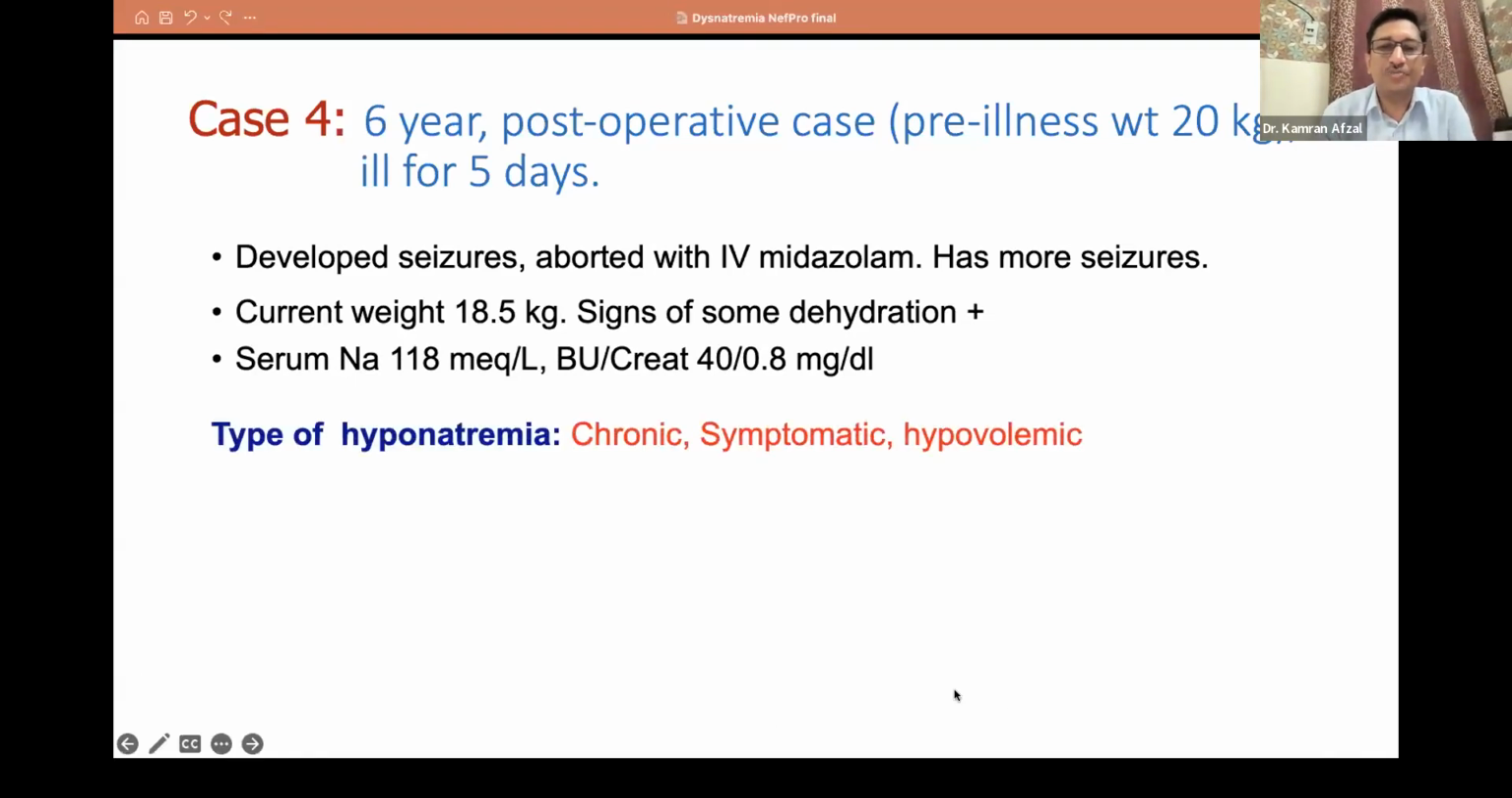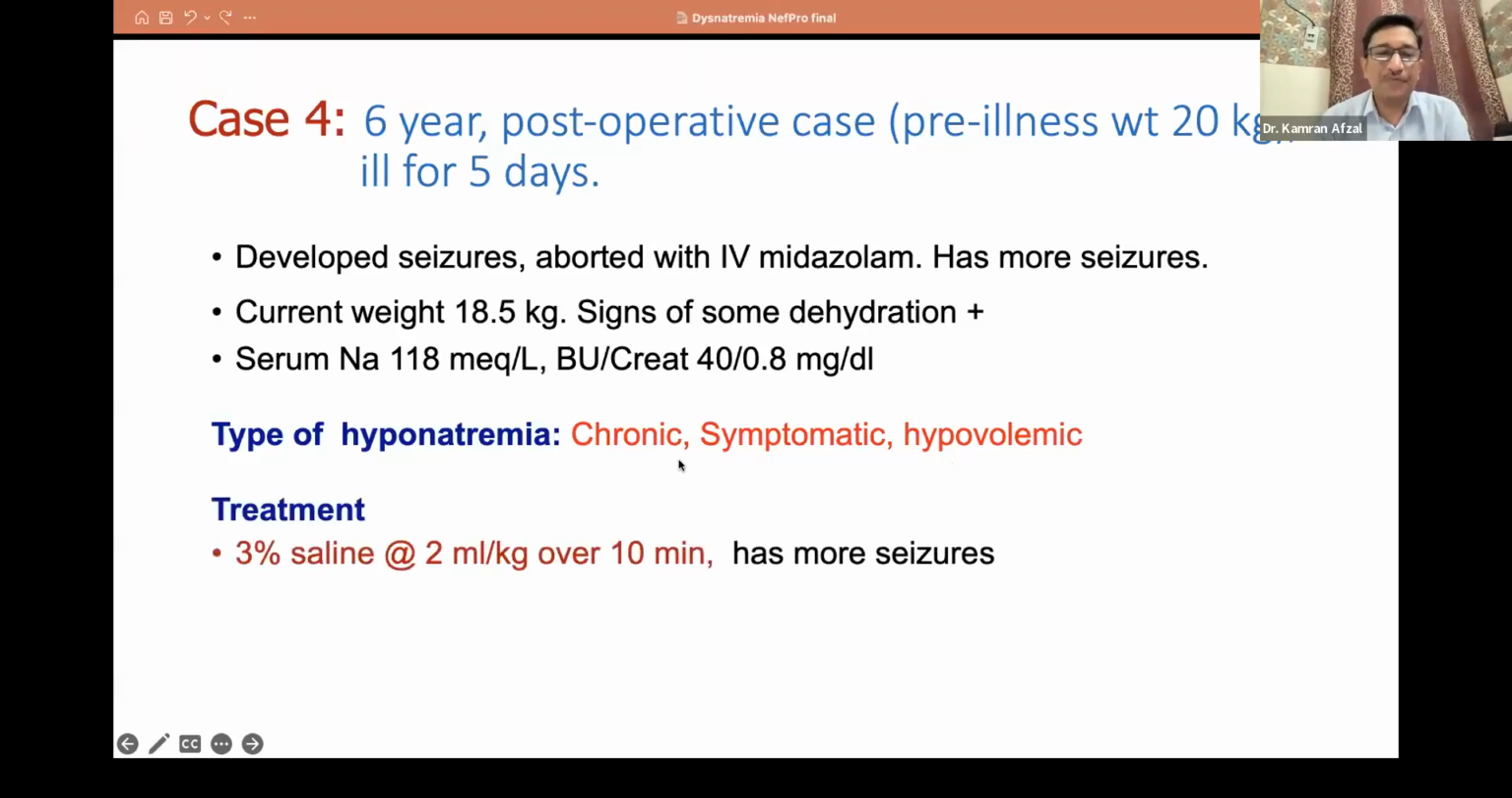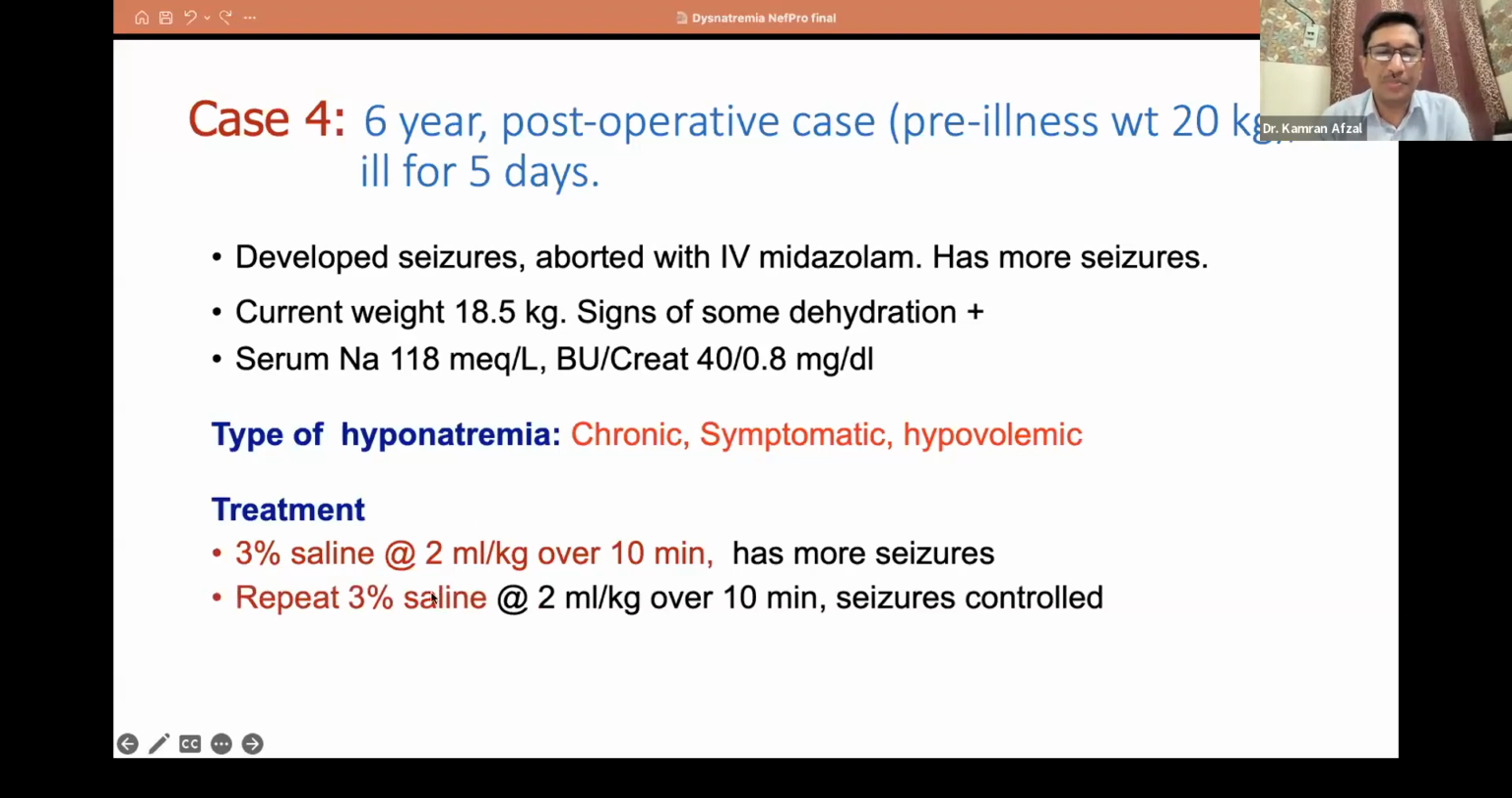This type of hyponatremia, the duration is around 5 days. It's likely to be a chronic hyponatremia. It is symptomatic because the patient is presenting to you with seizures, and there are features of dehydration, so it's a hypovolemic hyponatremia. The treatment for this condition, because he's symptomatic, you need to give 3% saline boluses, and if there are more seizures, then you can repeat this.